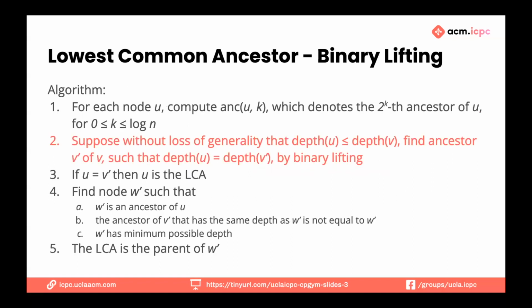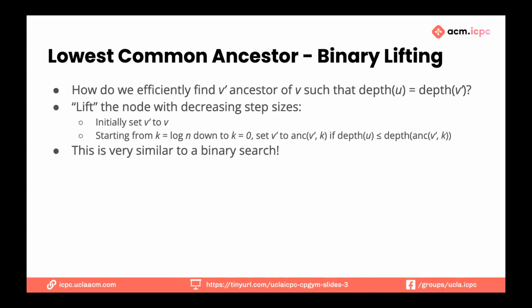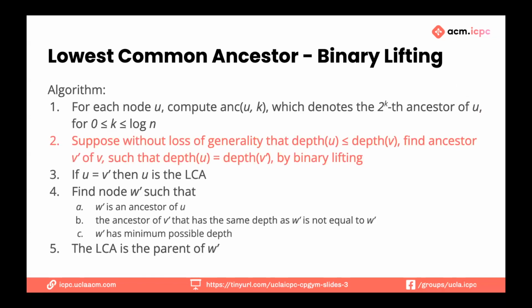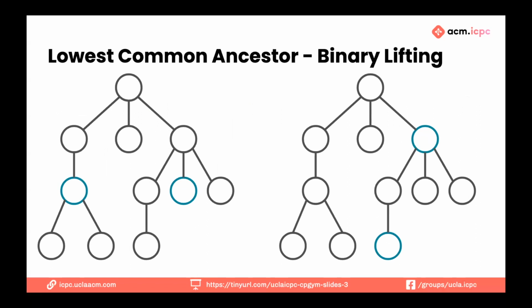And now let's see how we binary lift v to v prime such that it has the same depth. So what does this mean? How do we find this v prime, ancestor of v, such that the depth of u is equal to the depth of v prime? First of all, does everyone know what this means at all? Finding a v prime that has the same depth as u? Not hearing anything, so I'm going to take that as a no.